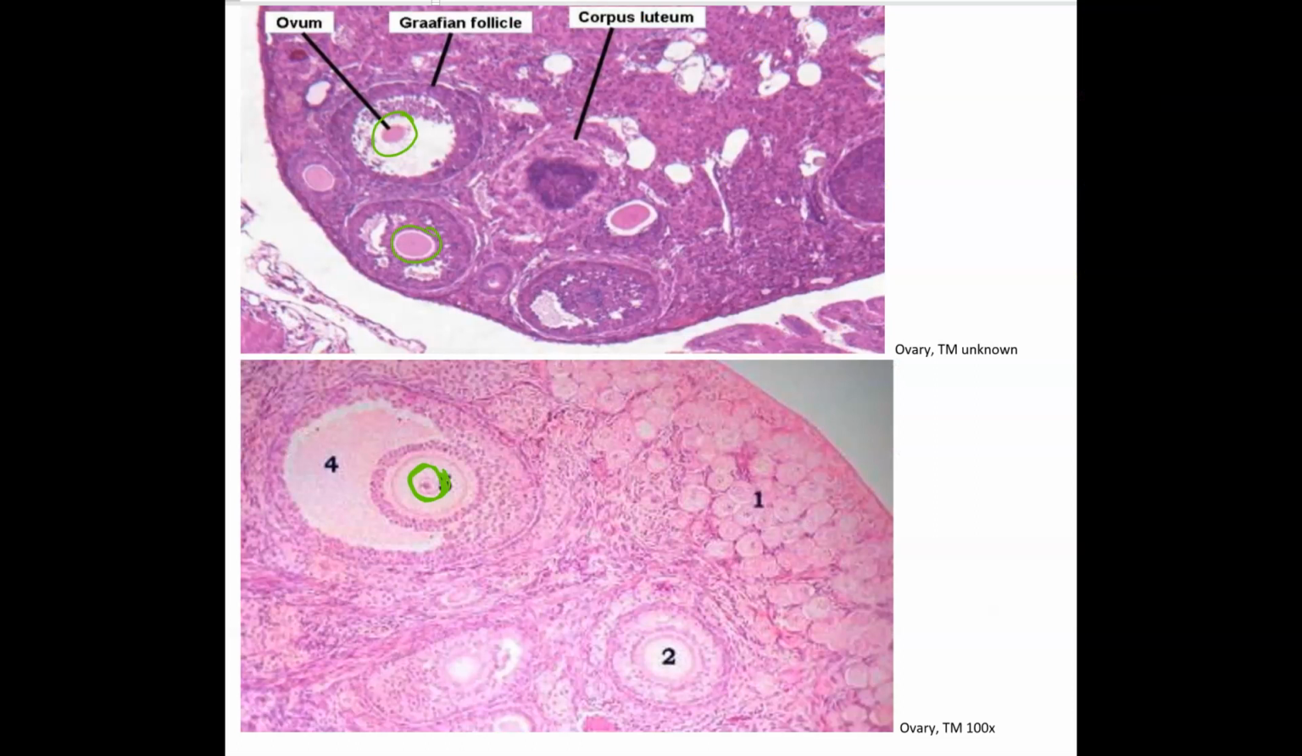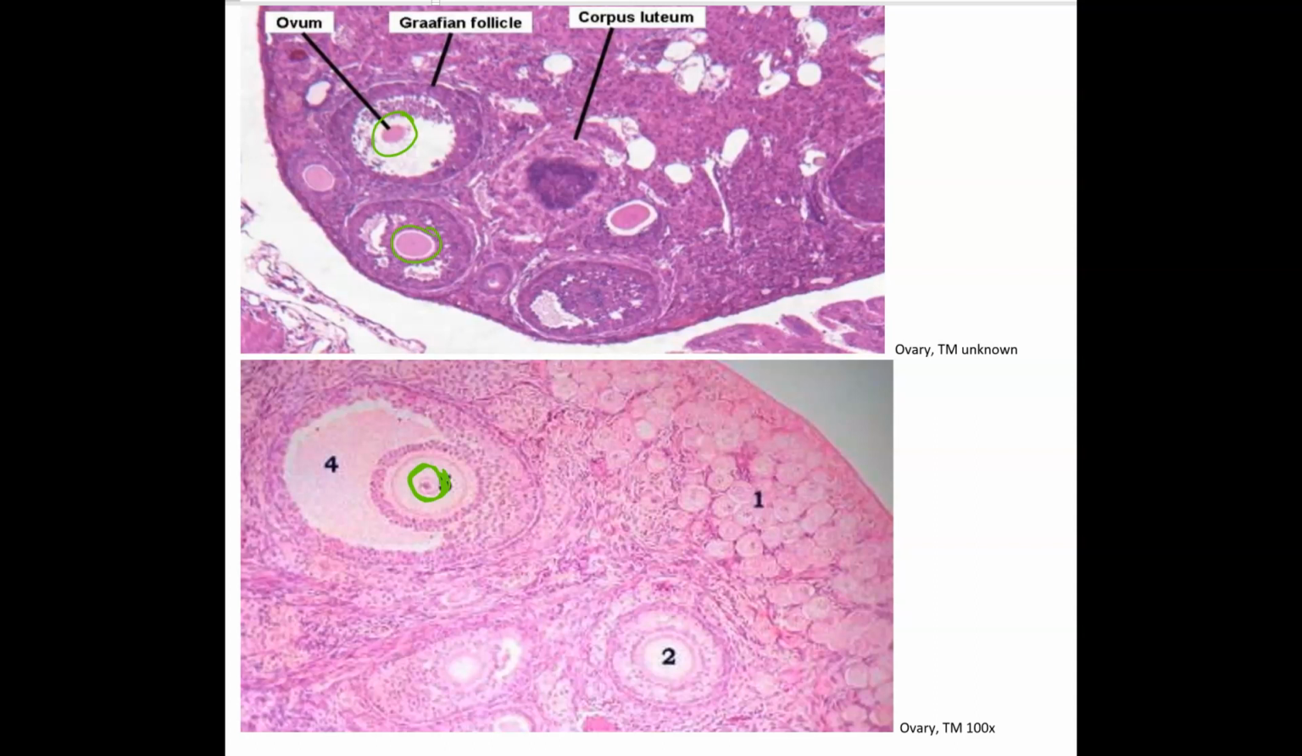So now you're looking at two views of the ovary that have been magnified quite a bit. So the estimation is about 400 times total magnification. And again, the ovum or oocyte is circled in green. You can see there's a couple at the top here, another one at the bottom, and I haven't circled them all. The oocytes live in these follicles.